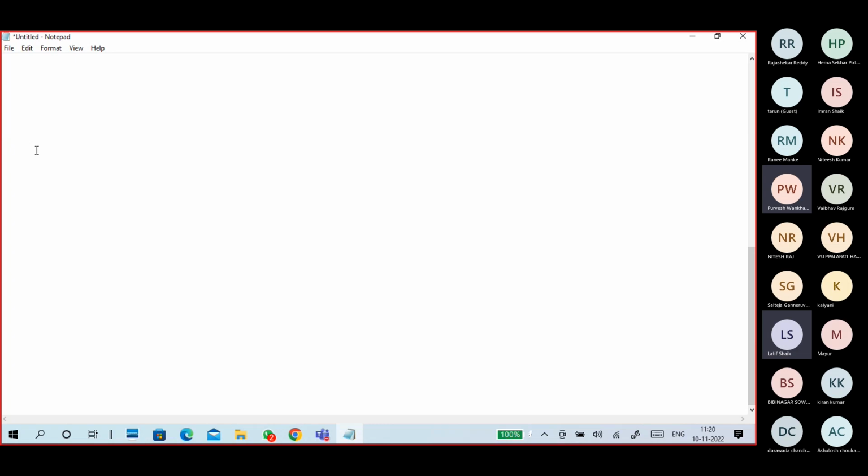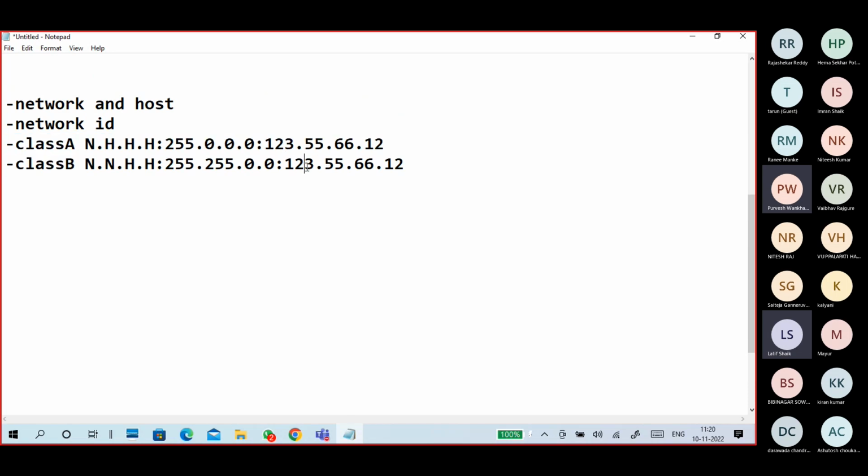For example, you take some class B IP address. I'm taking 133, it's a class B, right? Some random IP address. Both look the same, but 123 is class A, 133 is class B. So these two are the network portion. So 133.155 is the network portion, remaining is host portion.